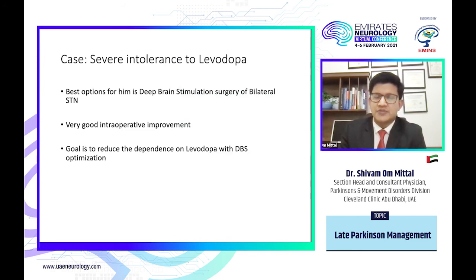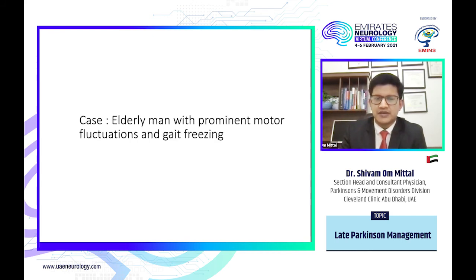We have cut down his medication by 75%, and he is 85% better, and he is just taking medicine because he feels a need to take it. Otherwise, his motor symptoms are all under good control. That's his DBS leads. So we're done with the DBS.